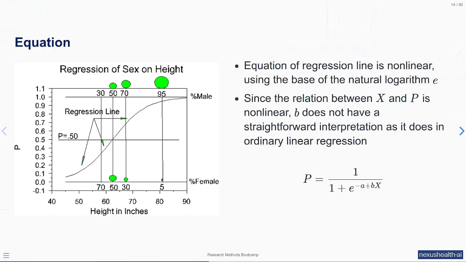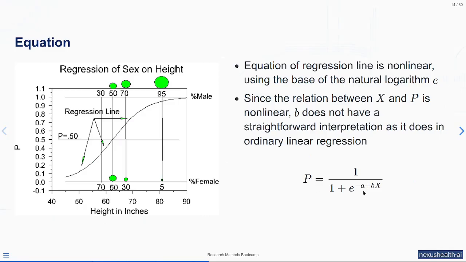So we see here that if we had fitted the regression line, it's not going to be linear. And because it's curvilinear, we can apply the natural logarithm to it. But the problem is that this does not have a straightforward interpretation as it does for linear regression. So p is given to us by 1 over 1 plus e to the power minus a plus bx. But there's a glimmer of light.